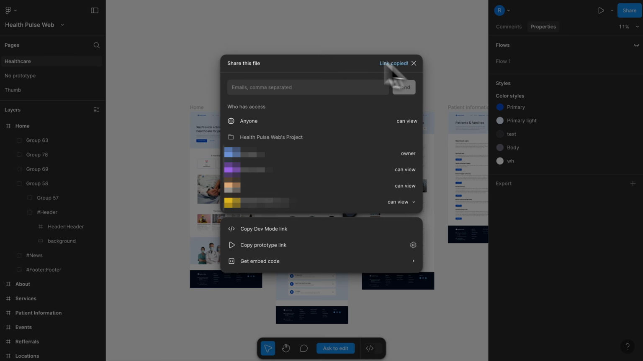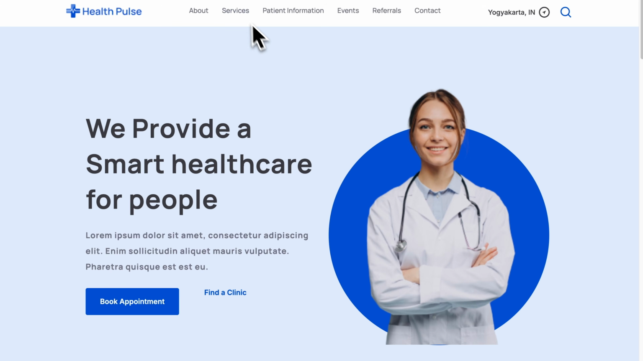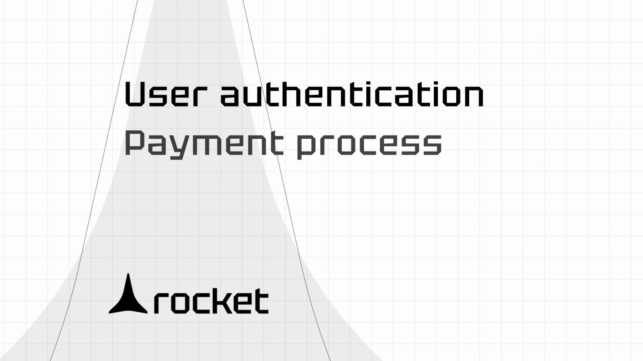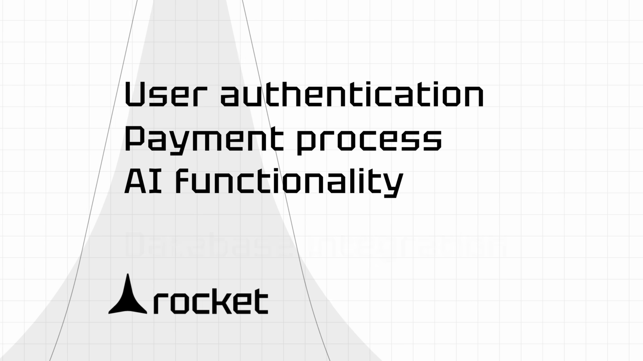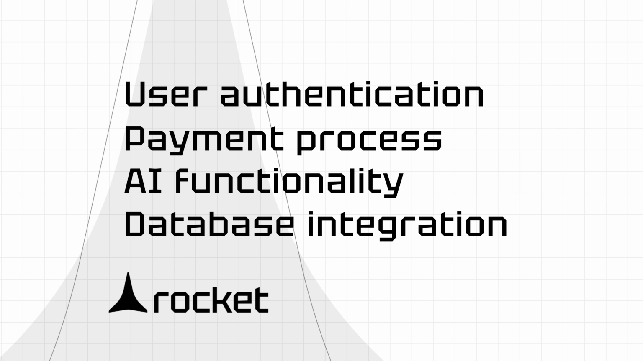Now, if you've clicked on this video, you've probably already seen different tools and workflows that allow you to turn Figma designs into code. But what if I told you that now you can go way beyond that? Imagine clicking just a few buttons and watching your entire Figma design get turned into a fully functional web app. And with a few extra prompts, building out real-world functionality like user authentication, payment processing, AI functionality, database integration, and even more. Well, this is now possible with a tool called Rocket.